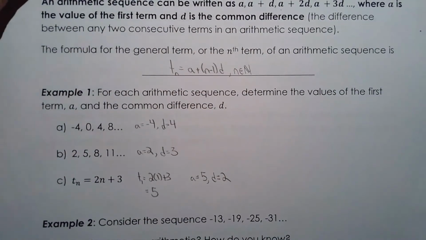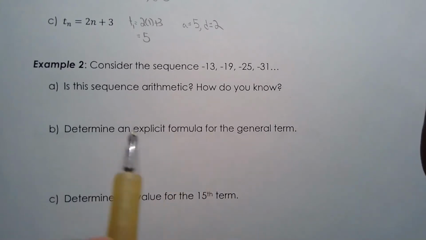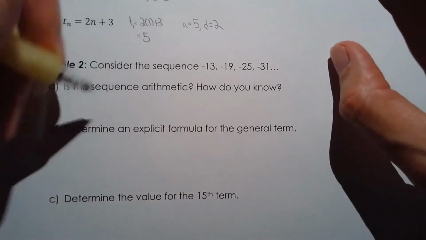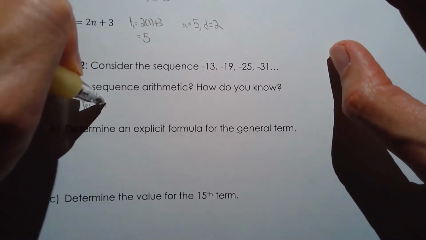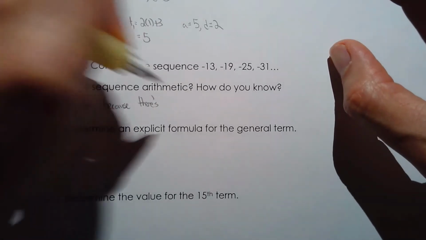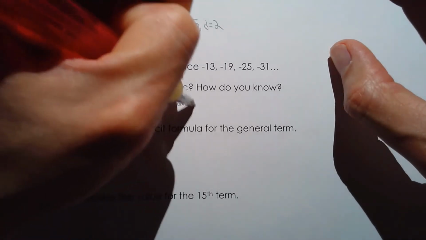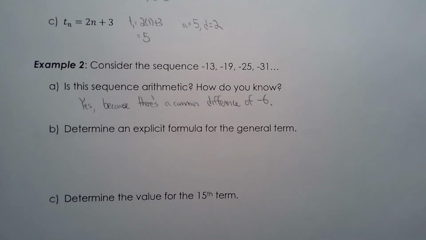All right, let's take a look at our next sequence here. Is this sequence arithmetic, and how do you know? Yes, because there's a common difference of -6. If there's no common difference, then it's not an arithmetic sequence. It's very easy to spot an arithmetic sequence. I can argue that it's the simplest relationship.